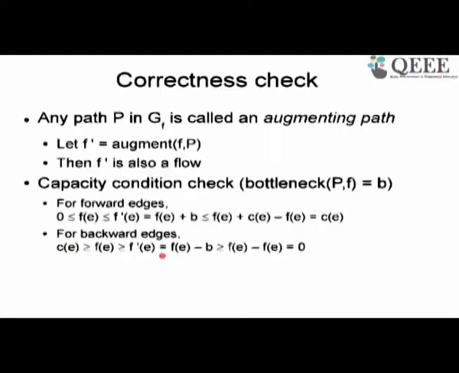But I should not make it go negative. How do I ensure that it's not gone negative? F prime E is equal to Fe minus B, isn't it? F prime E is Fe minus B.